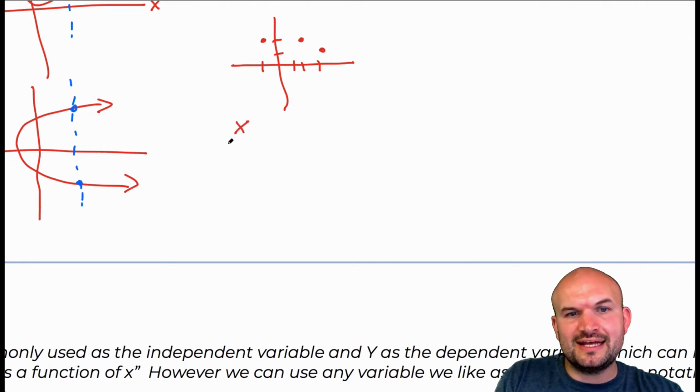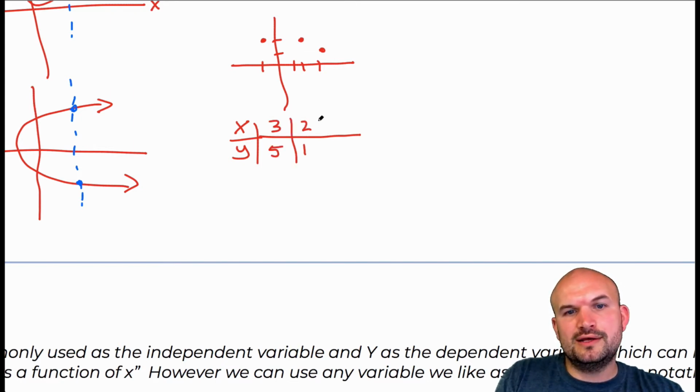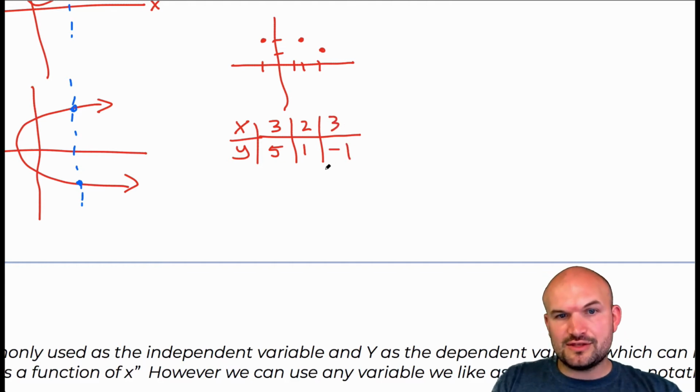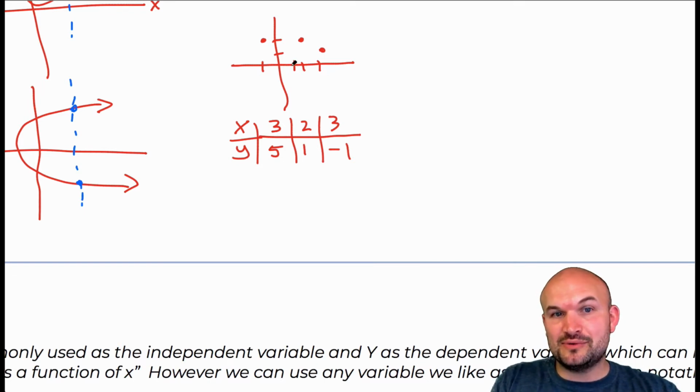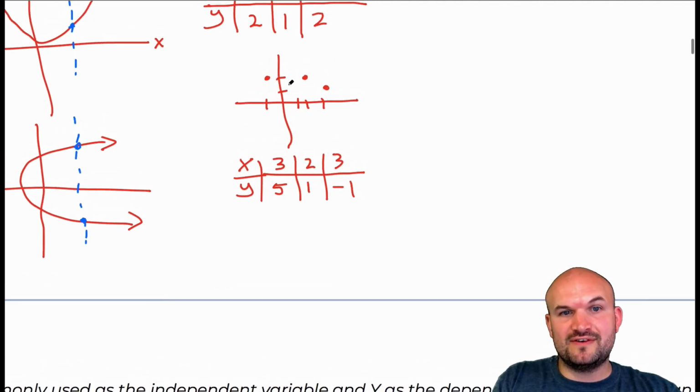However, if I had a table, something like this here, where let's just do 3 to 5, let's do 2 to 1, and let's do 3 to -1. Let's use the same table so I don't have to redo it. In this example, 3 goes to 5, so 1, 2, 3, up to 5, and then 3 also goes to -1, and then 2 goes to 1.